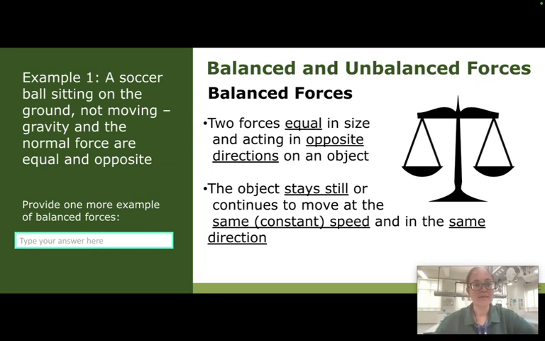So example 1 is a soccer ball sitting on the ground, not moving. Gravity and the normal force are equal and opposite. So gravity is pulling down on that ball towards the center of the earth. The ground is holding the ball up and not letting it get sucked underground. So they are equal and opposite, so the ball stays still.